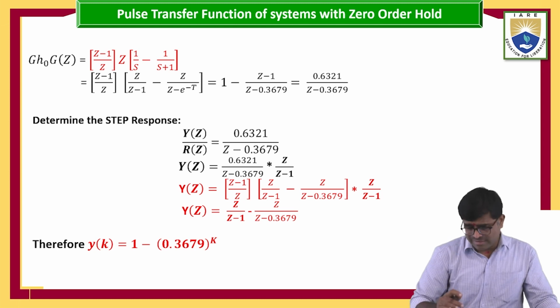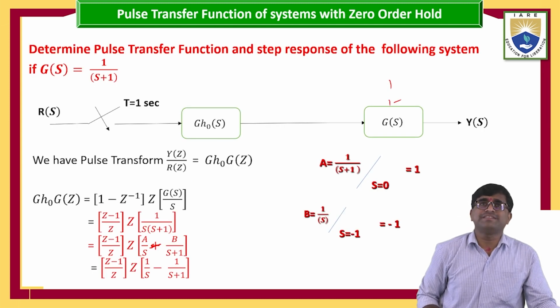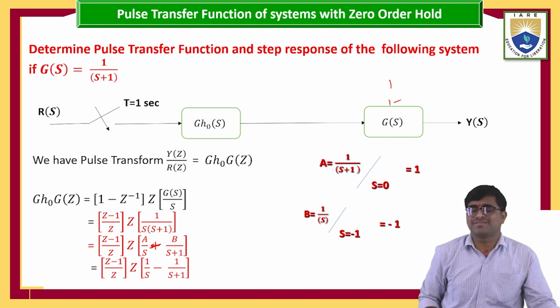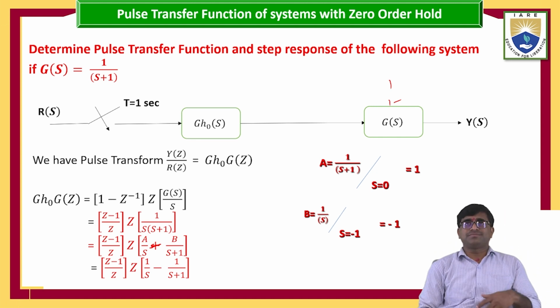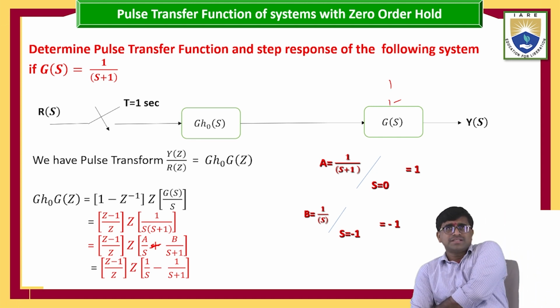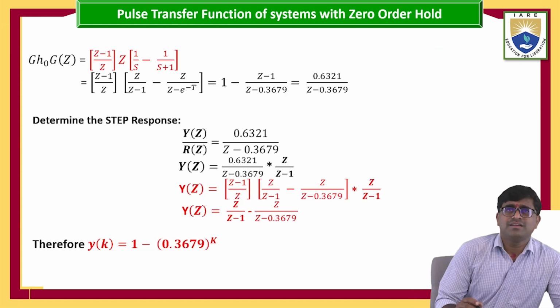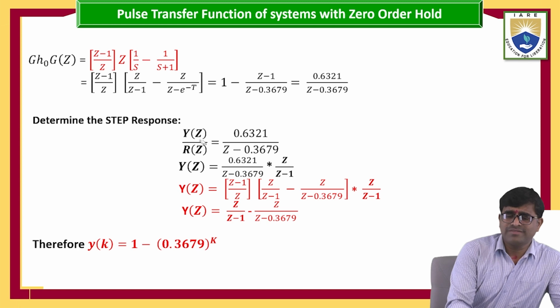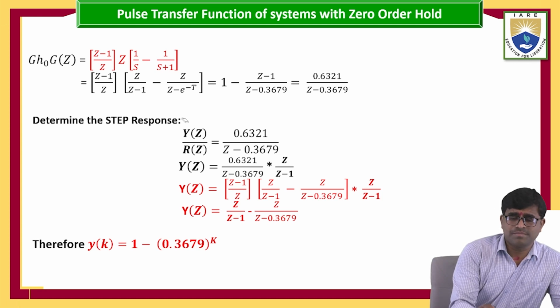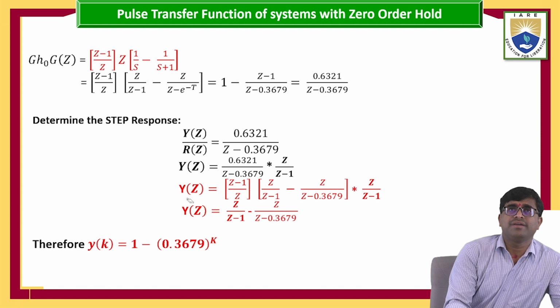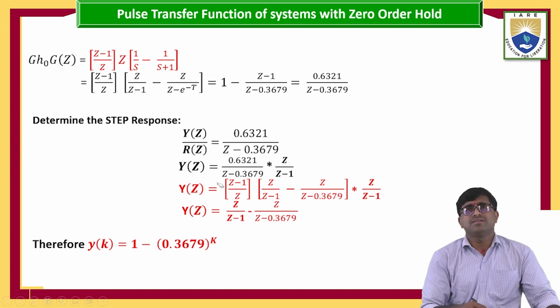But they are asking in the question to determine the pulse transfer function for the step response. They are asking for the step response. That is nothing but Y(z) by R(z) equal to 0.621 by (z minus 0.3679). This is the total part. Next, what are they asking? They are asking us for the step response.